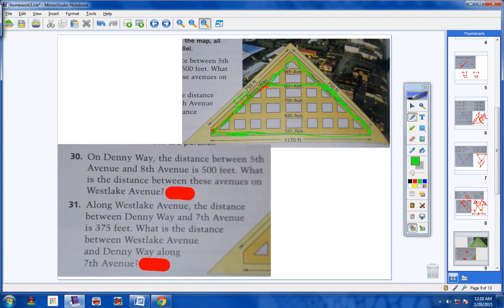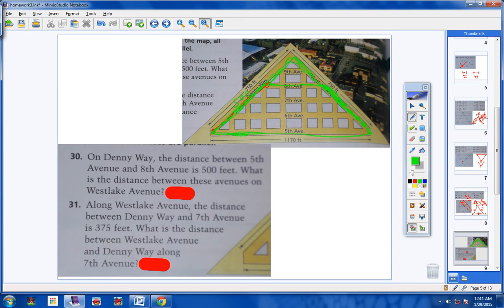Okay, they're totally similar because they share an angle, and I know this angle here is congruent to this angle here because parallel lines cut by a transversal, corresponding angles are congruent. They share an angle that's congruent, so I have two similar triangles. So if this is 500 from here to here, everything being proportional, this also would have to be 500 feet.